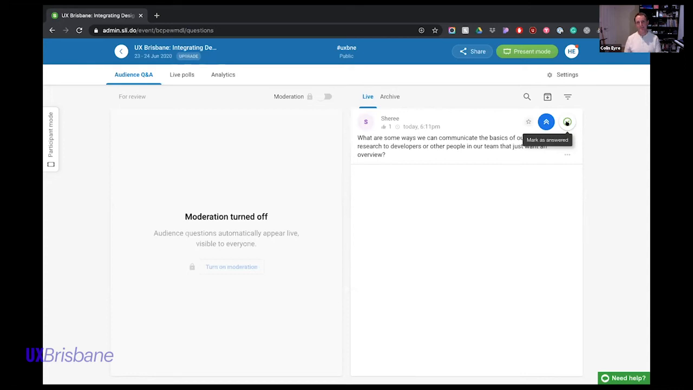Cool, Cherie. So what are some ways we can communicate the basics of our user research to developers or other people in our team that just want an overview? Really good question. One thing that I use, which is straight out of Strategyzer, is the insight cards. I love them because I have really dense user research, and I just break it down to things like: people have a problem understanding our product because of the language and the jargon. So I bake all those big, dense findings down into an insight card.